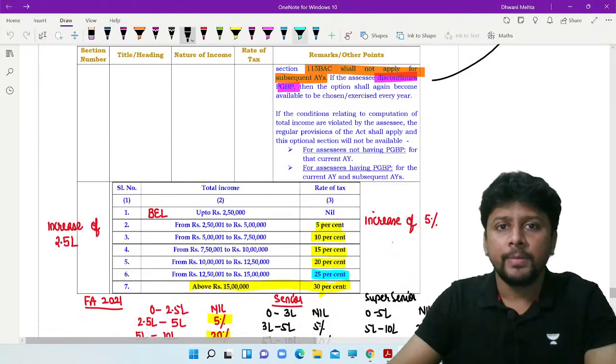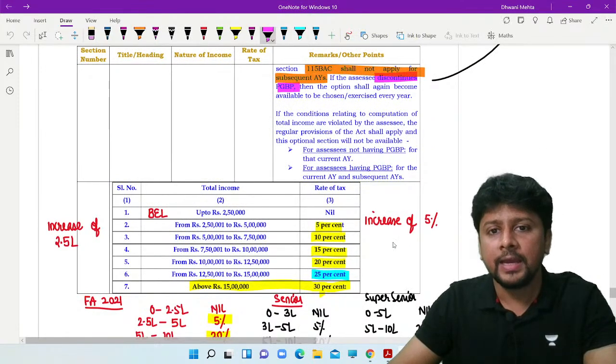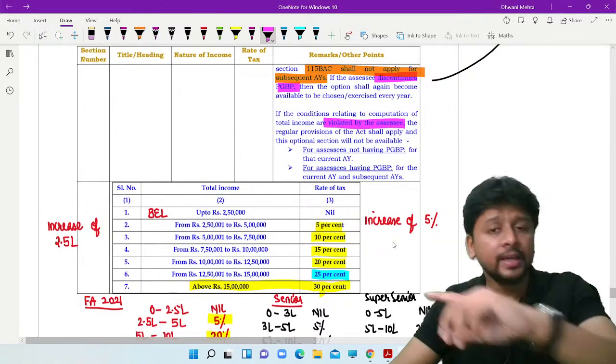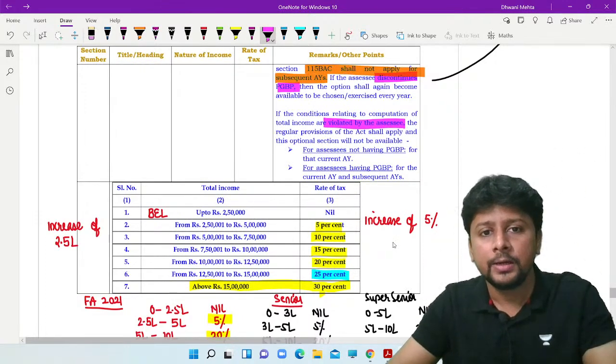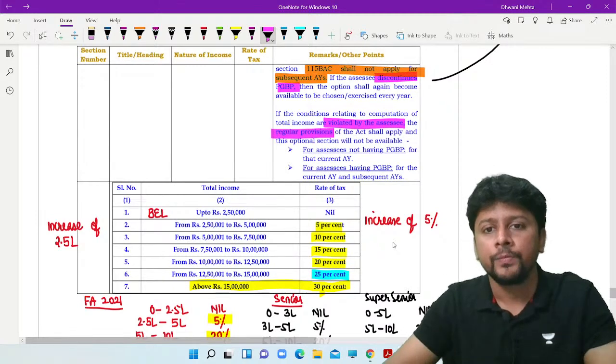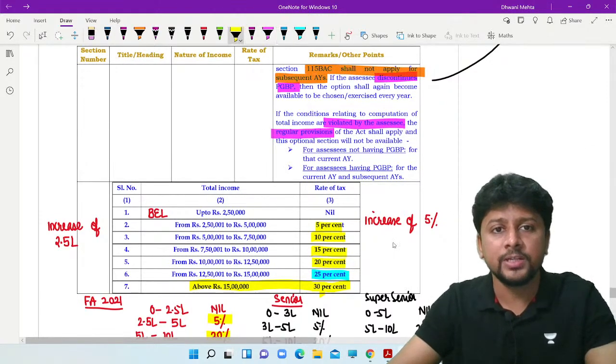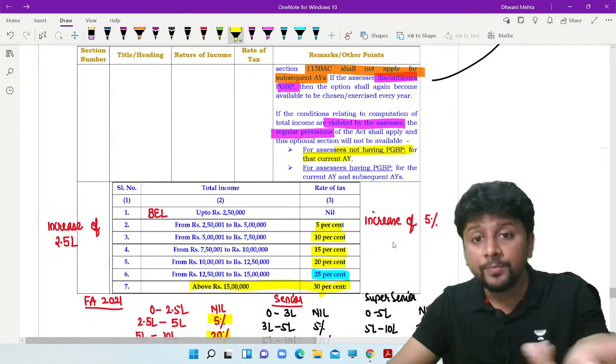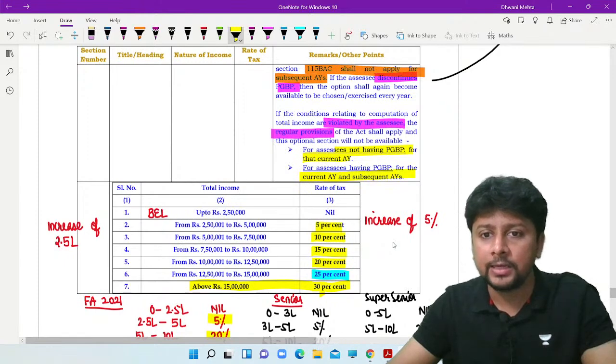Same thing, mentioned in a different way also. Okay, if the conditions are violated, we have seen how it happens for companies. If the conditions get violated, regular provisions of the act will apply. For people who do not have PGBP, regular provisions will apply only for that year. But if you have PGBP, it will apply for that year also and subsequent years also.